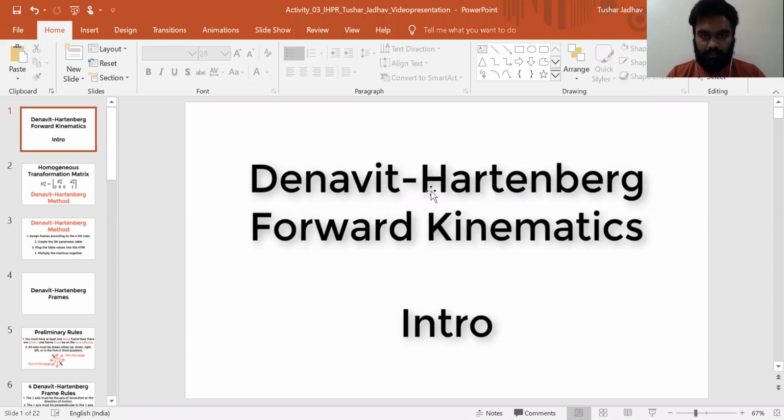Today my topic of explanation is Denavit-Hartenberg forward kinematics, which is generally a theory or a method which tells us how to get the final position of the end effector of a robotic arm. So let's just dive into it and see how things happen inside it.